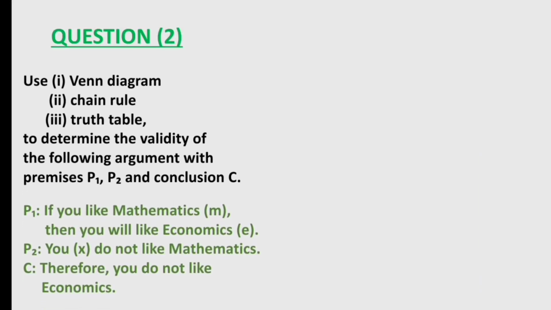Let's take the next question, which says: use Venn diagram, chain rule, and truth table to determine the validity of the following arguments with premises P1, P2, and conclusion C. The first premise says if you like mathematics, M, then you will like economics, E. Premise 2 says you, X, do not like mathematics. The conclusion says, therefore, you do not like economics.